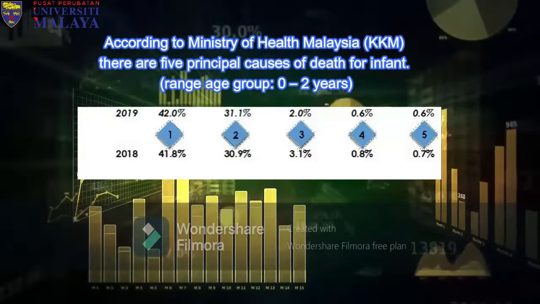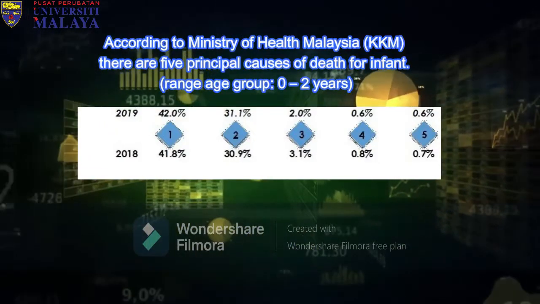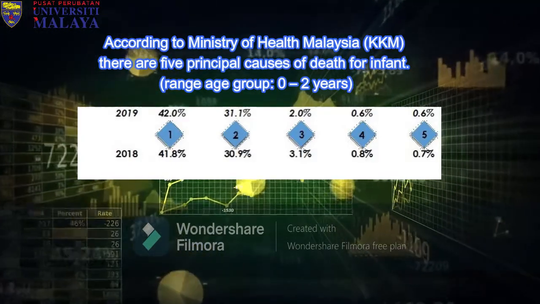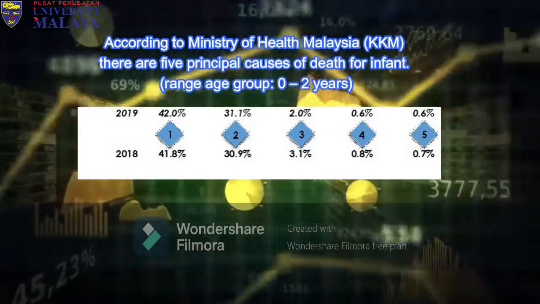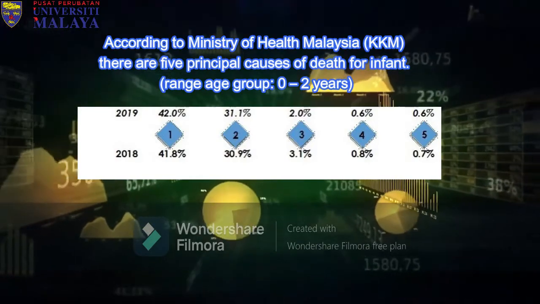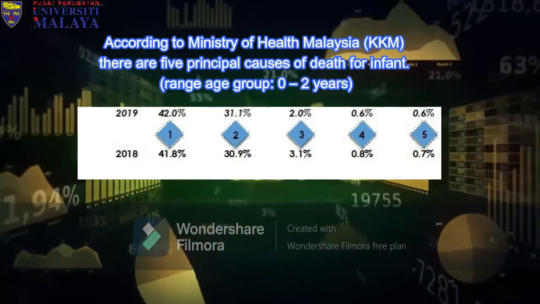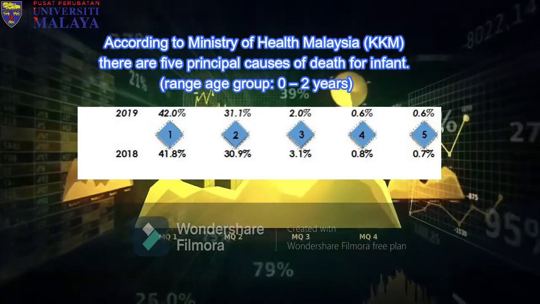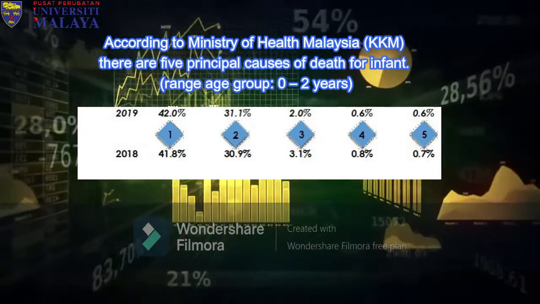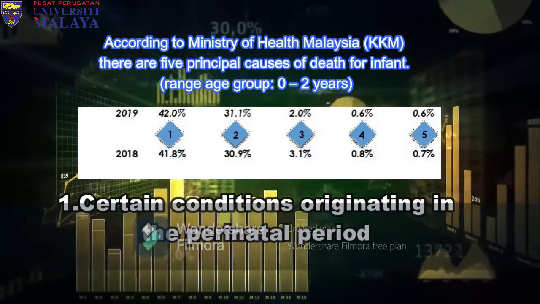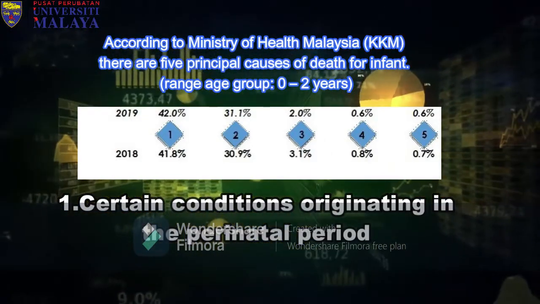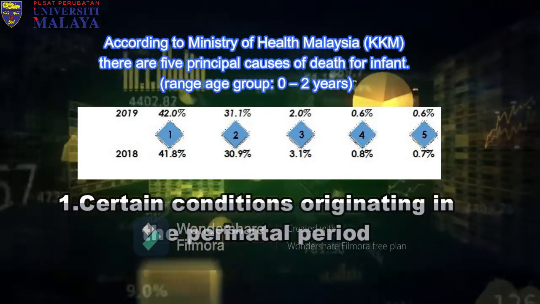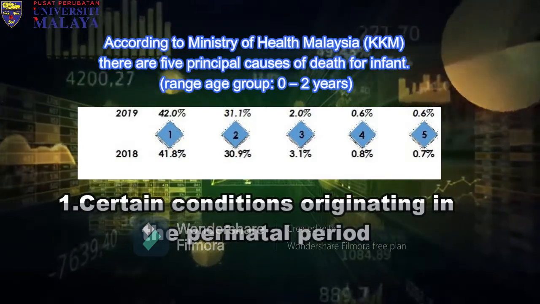Moreover, according to the Ministry of Health Malaysia (KKM), there are 5 principal causes of death for infants. The age group is 0 to 2 years old. As you can see, the major principal cause of death for infants in 2019 and 2018 is certain conditions originating in the prenatal period, which contributes 41.8% in 2018 while 42% in 2019.